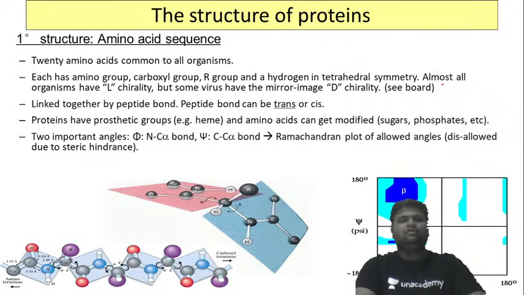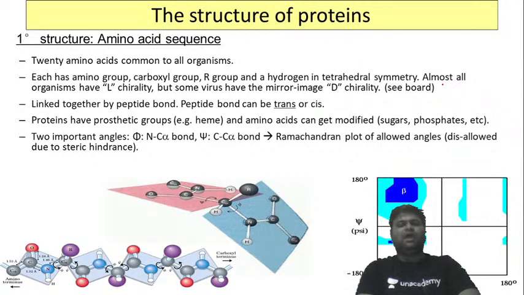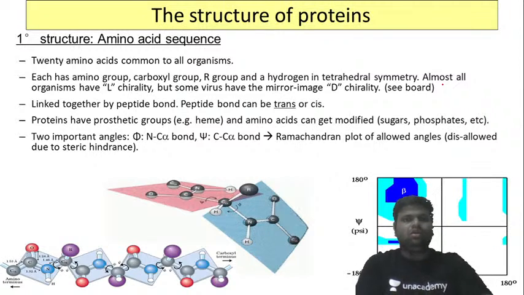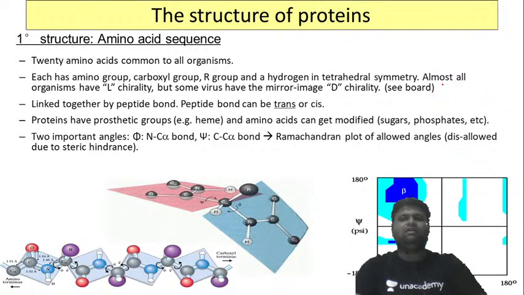Next we come to the structure of proteins. The primary structure is the amino acid sequence. There are 20 amino acids common to all organisms, each with an amino group, carboxyl group, R group and hydrogen in tetrahedral symmetry. Almost all organisms have L chirality, but some viruses have mirror image D chirality. They are linked together by the peptide bond. The peptide bond can be trans or cis, and proteins have prosthetic groups and amino acids can get modified.